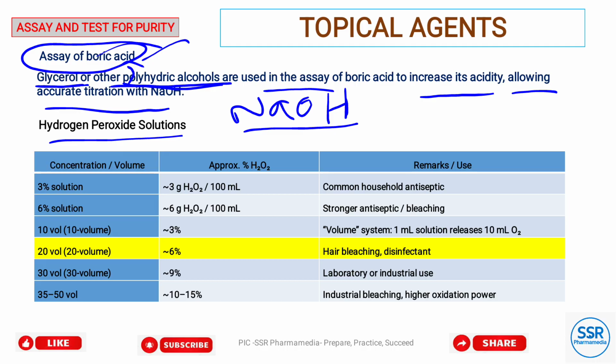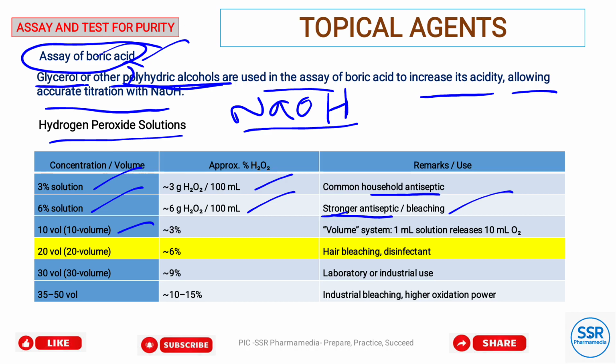Next is the hydrogen peroxide solutions, percentage of solutions. Here 3% and 6% hydrogen peroxide solutions are available. 3% means 3 grams in 100 ml of solvent, 6% means 6 grams in 100 ml of solvent. Commonly 3% solutions are used as household antiseptic, and 6% solutions are used as a strong antiseptic and bleaching agent. This 6% is mainly used in wound healing and other cleaning purposes in hospitals.